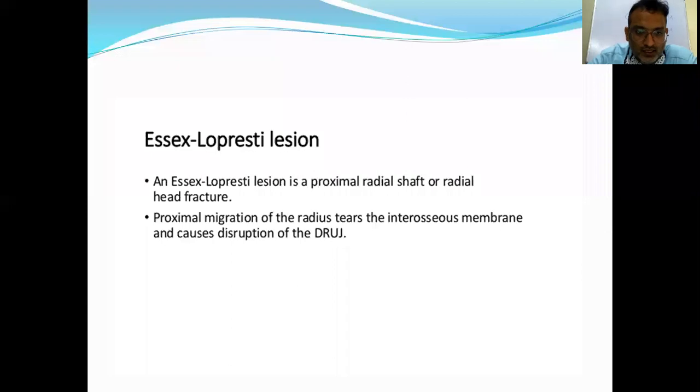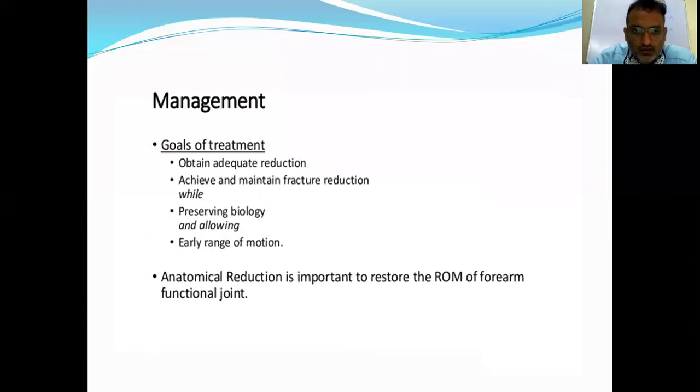Essex-Lopresti lesion. This is a special injury. An Essex-Lopresti lesion is a proximal radial shaft or radial head fracture. The proximal migration of the radius tears the interosseous membrane, causing disruption of the distal radioulnar joint. So, the radial fracture at the proximal end with proximal migration of the radius causes the interosseous membrane to rupture and displacement of the distal radioulnar joint.